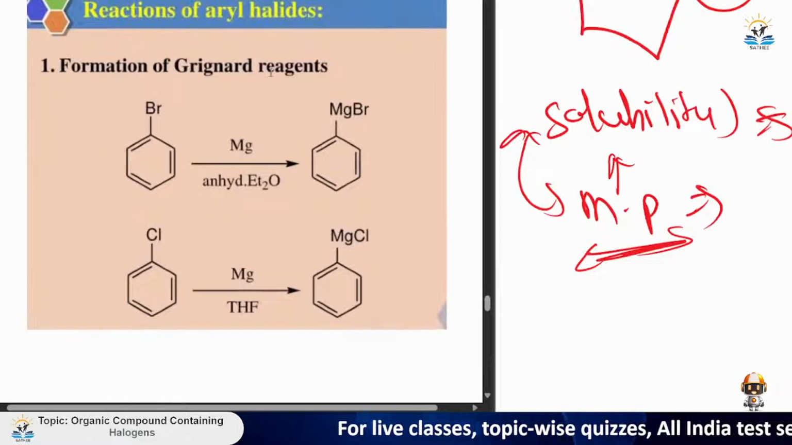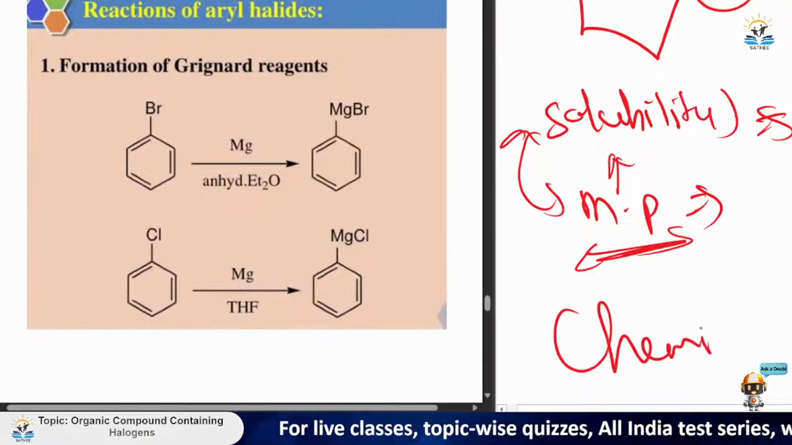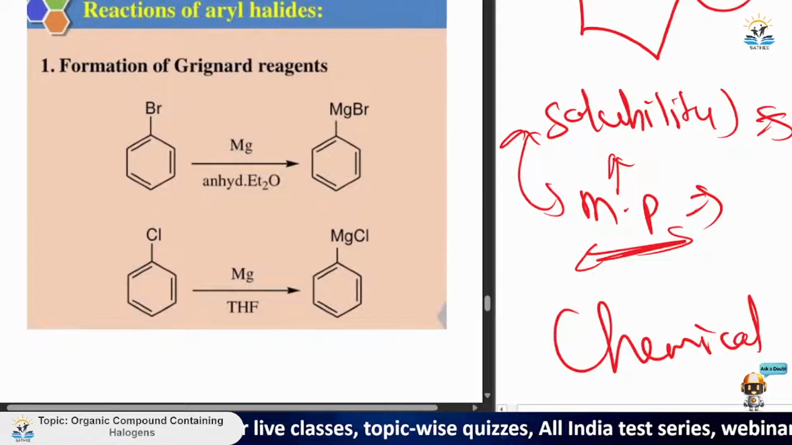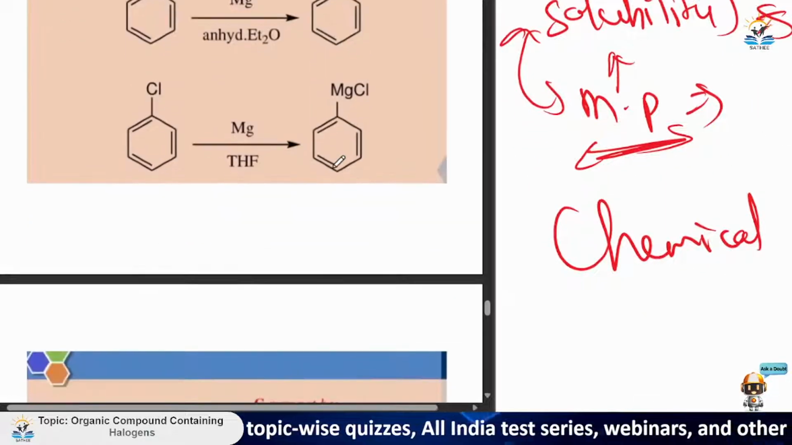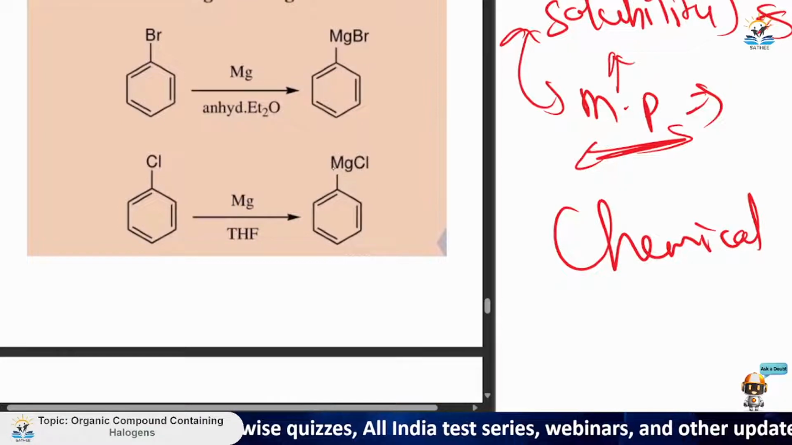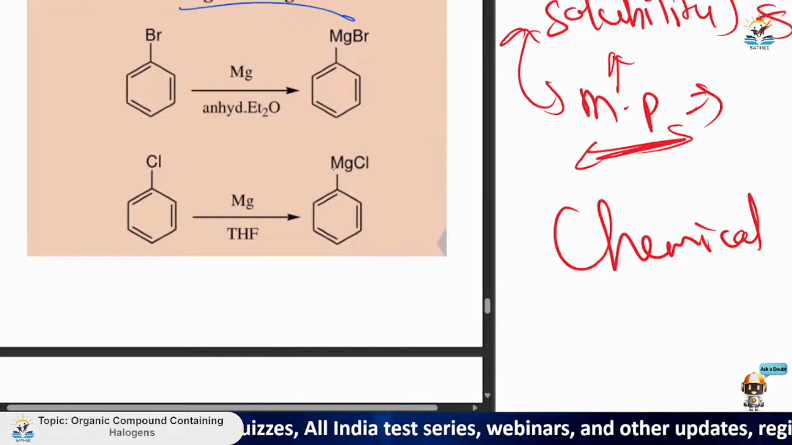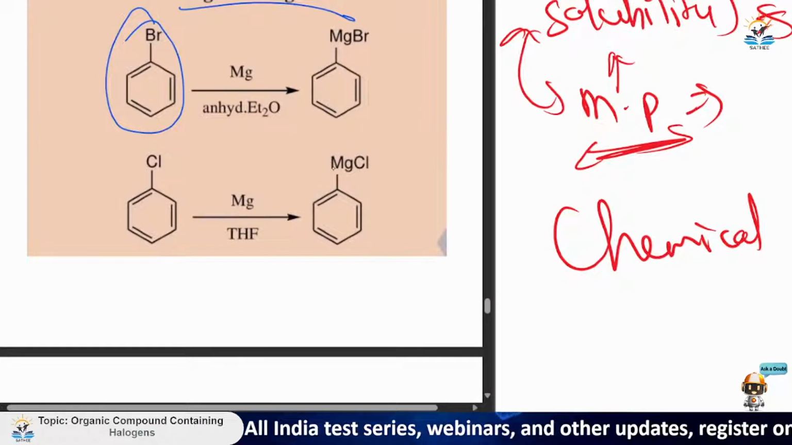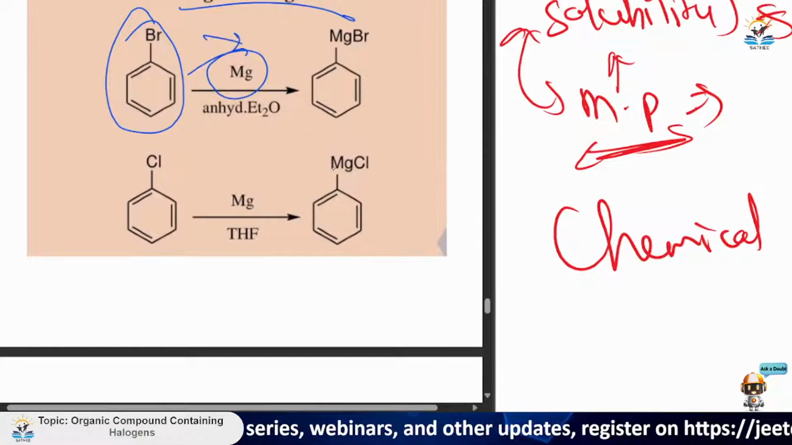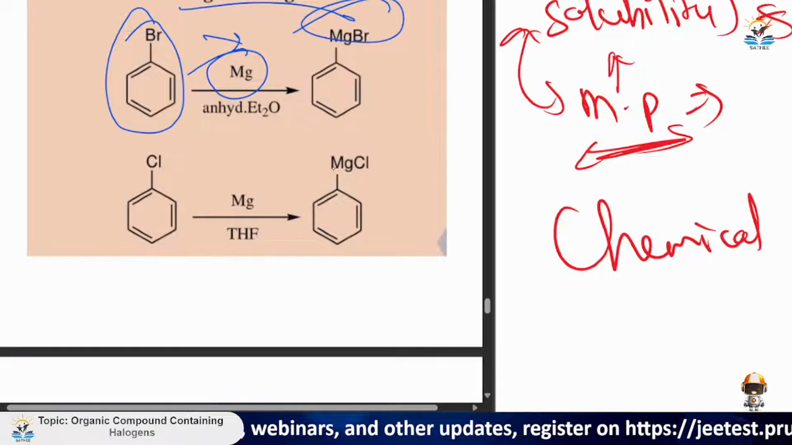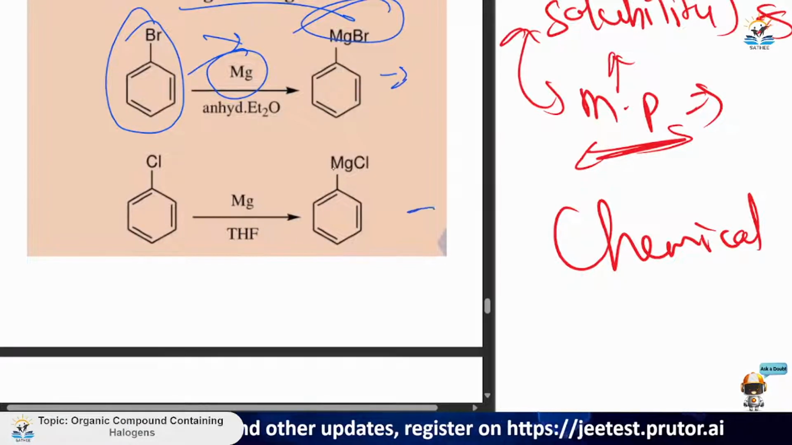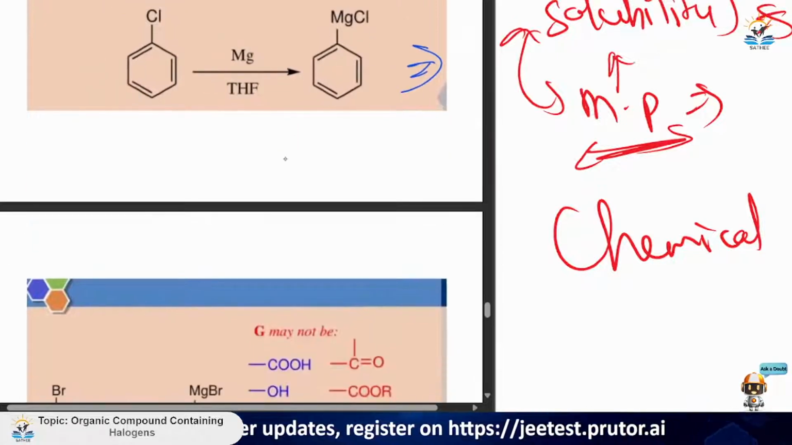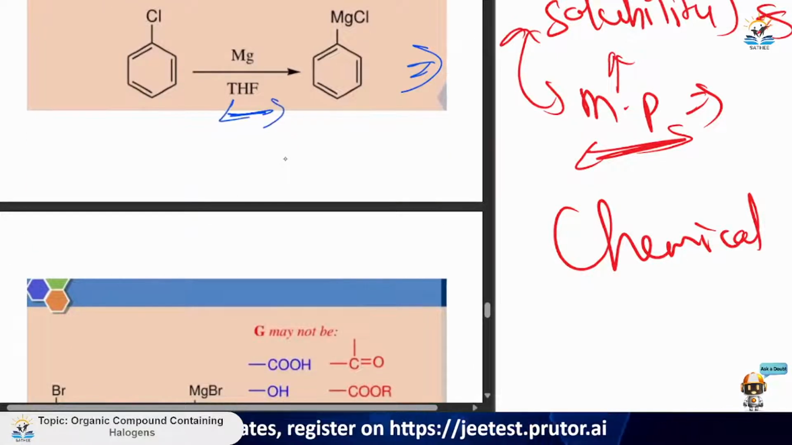Now, talking about chemical properties. What are the chemical properties related to the aryl halide? First one is the Grignard reagent. You all know what Grignard reagents are. If we have an aryl halide and we have Mg as a compound, it will connect to this one and give a Grignard reagent. This is the famous Grignard reagent, MgBr, MgCl. THF is our solvent here.